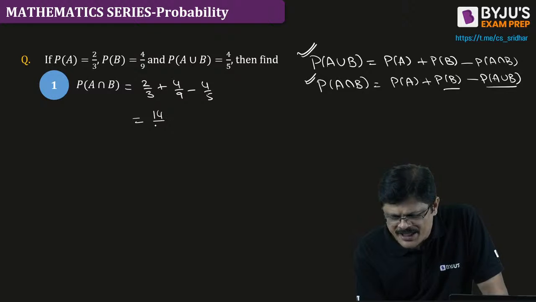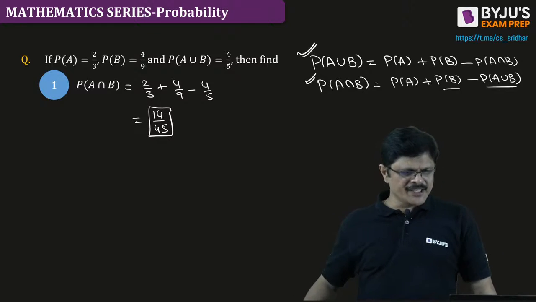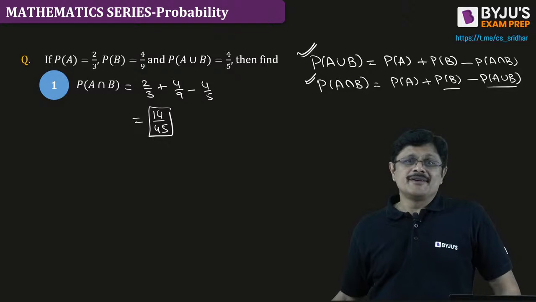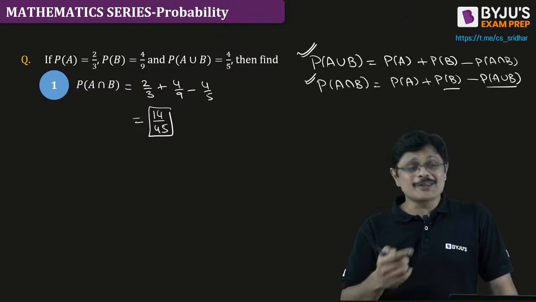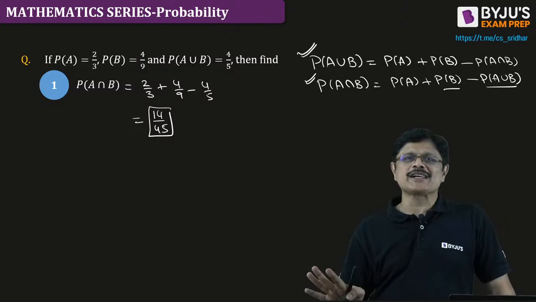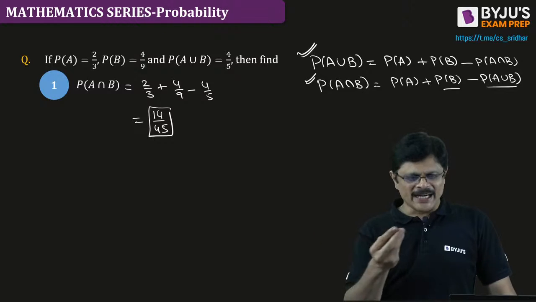Simplification is the biggest headache, my dear friends. Please be careful. Probability of A intersection B is, simplify this properly. Simple problem. And you know, mostly when such direct questions come, people make mistakes. Somewhere or the other they mess up and they get the wrong answer.